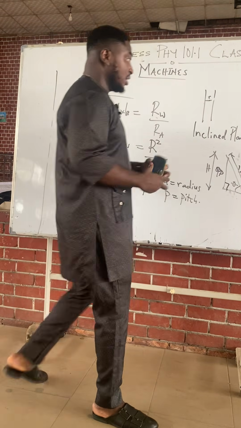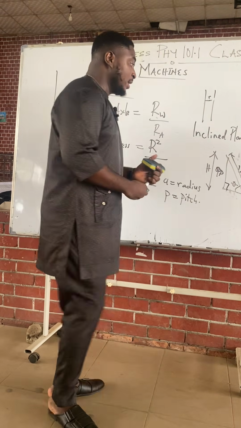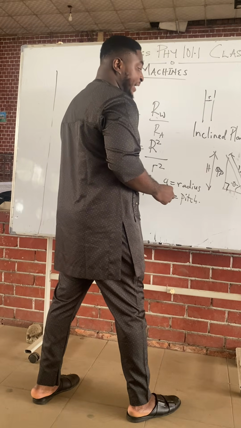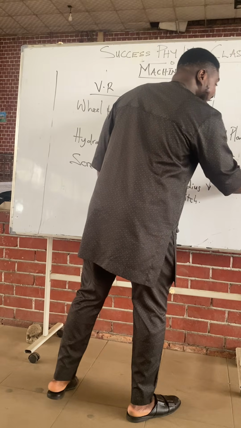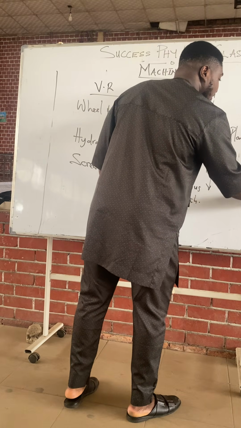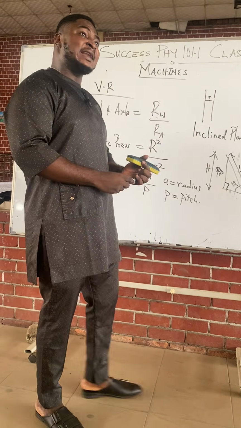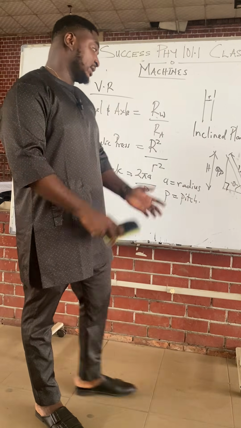So class, inclined plane is 1 over sine theta. But if they don't give you theta, class, the velocity ratio of an inclined plane is the length of the inclined plane all over the height. Length of the inclined plane all over what? Height.